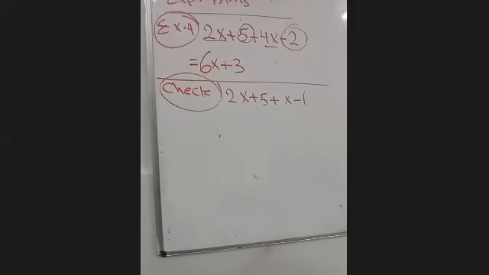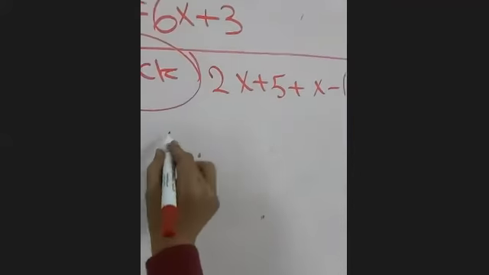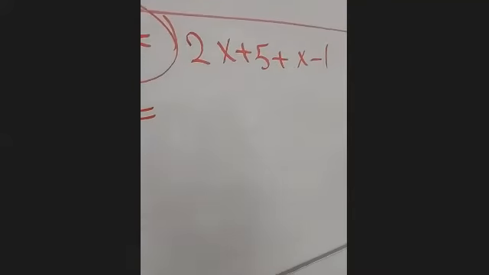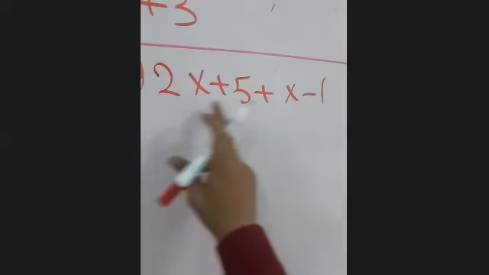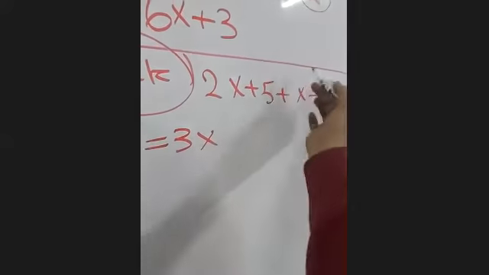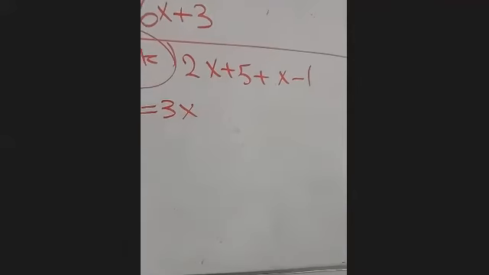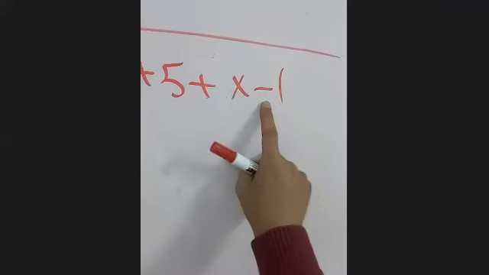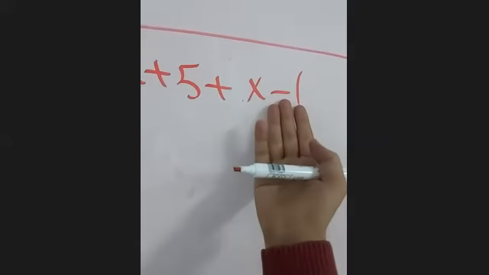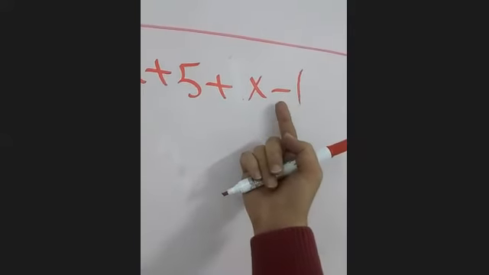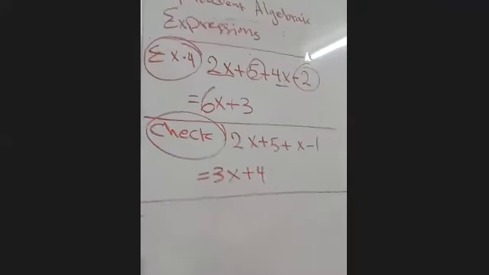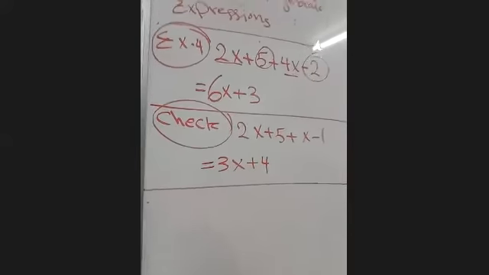Do we have parentheses? No. Do we have like terms here? Yes, 2x and 1x. 2x plus 1x, how much? 3x. I'm done with the x's. Do we have numbers together? Yes, 5 and 1. Is it 5 minus 1 or plus 1? Minus. Do you see what is before the 1? Minus. 5 minus 1, how much? 4. Plus 4. Do you understand it? Yes, easy. Good boy.